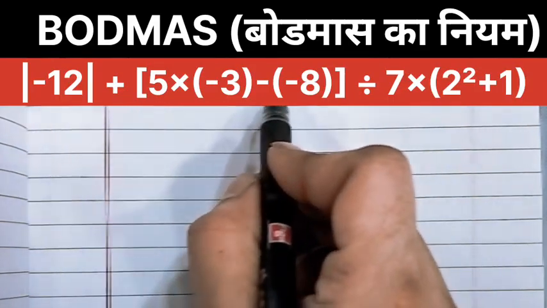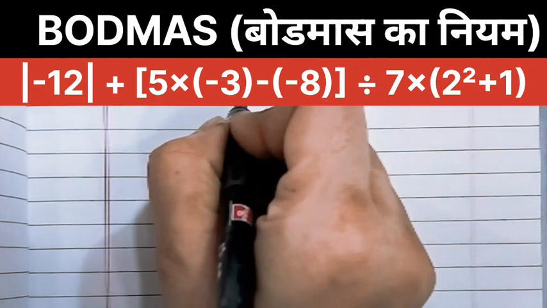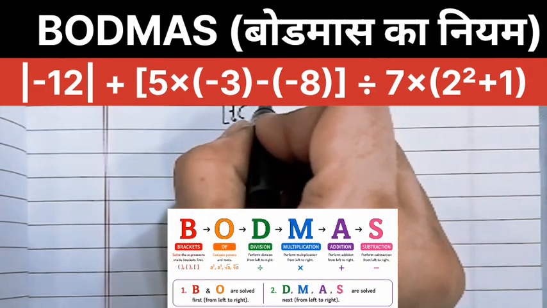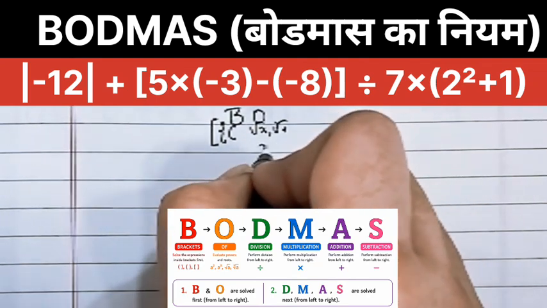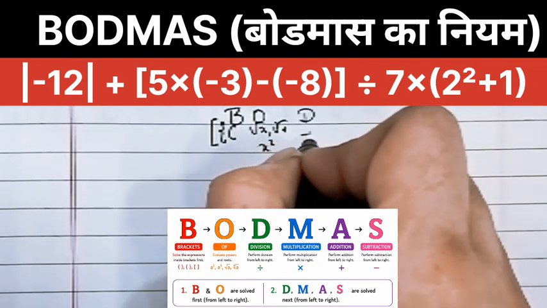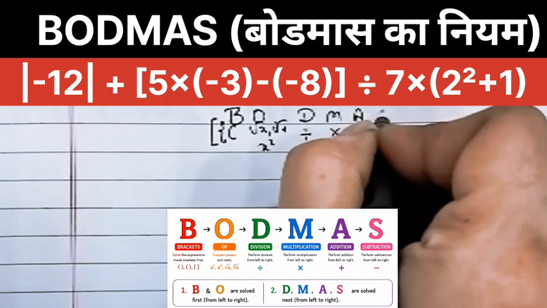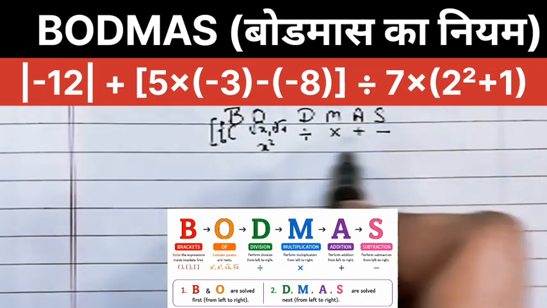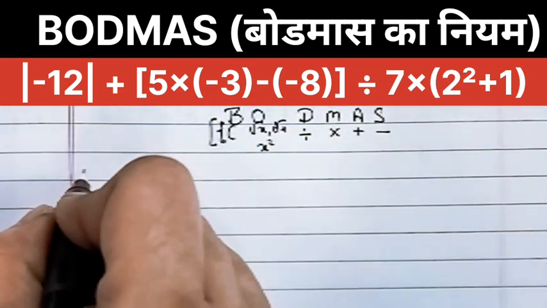Hello friends. Now to solve this expression, we use the BODMAS rule. BODMAS rule says first we solve brackets: small bracket, curly bracket, then square bracket. O stands for square roots, cube roots, and then exponents. D stands for division, M stands for multiplication, A stands for addition, and S stands for subtraction. According to this BODMAS sequence, we break down this expression with a step-by-step solution.